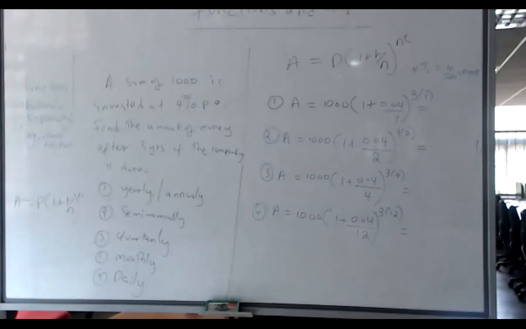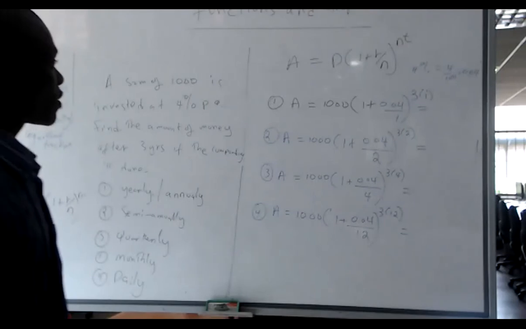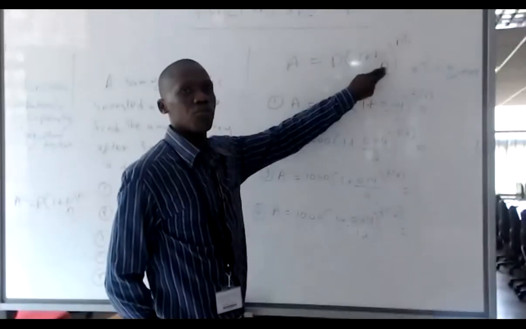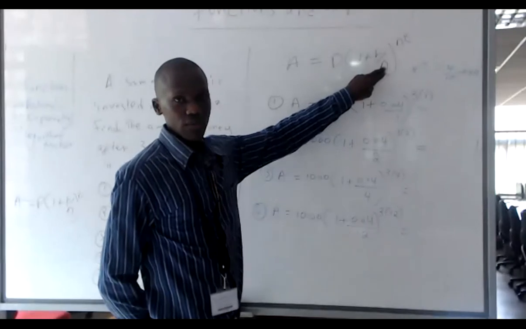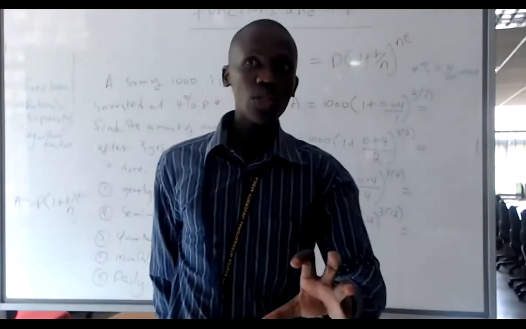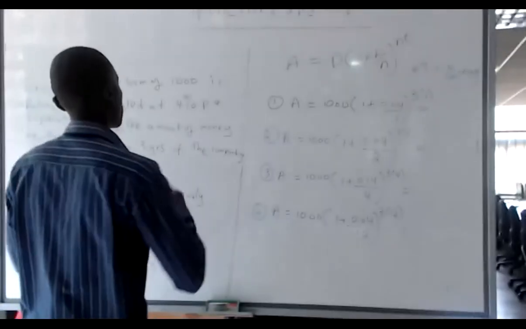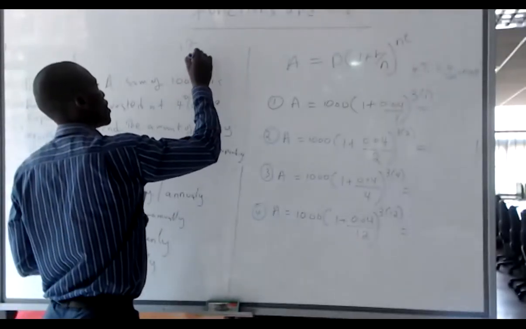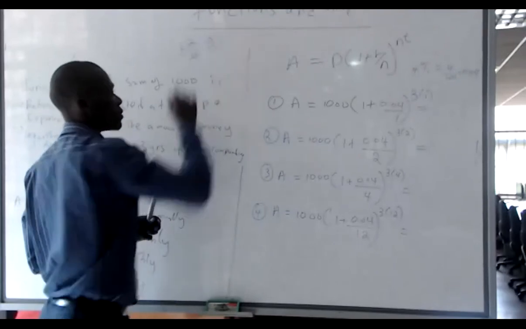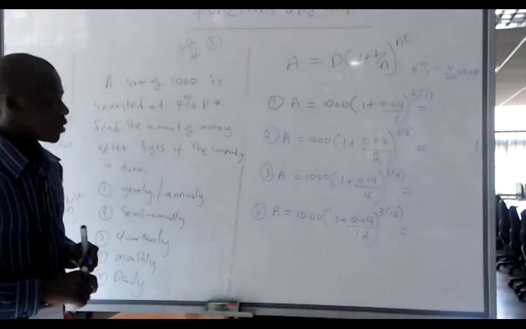Excuse me, sir. Yes, please, go ahead. For quarterly, isn't it supposed to be over 3? Yeah, that's a very nice question. Remember, we said n is the number of periods. Are we agreeing? N is the number of periods. So quarterly, it means you're doing it after every quarter of a year. So a year has 12 months. A quarter of that will be 3. Is that okay? That will be 3.